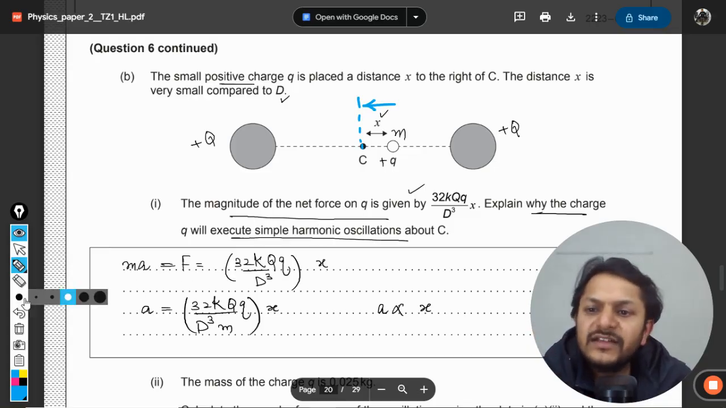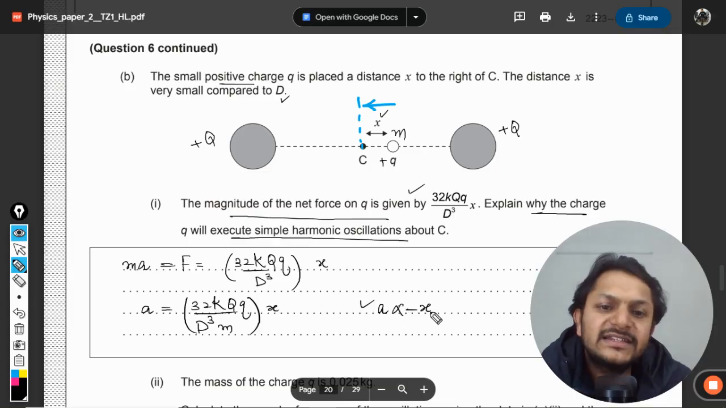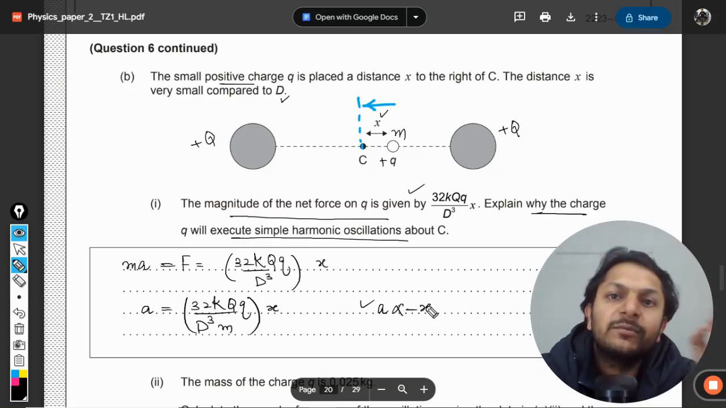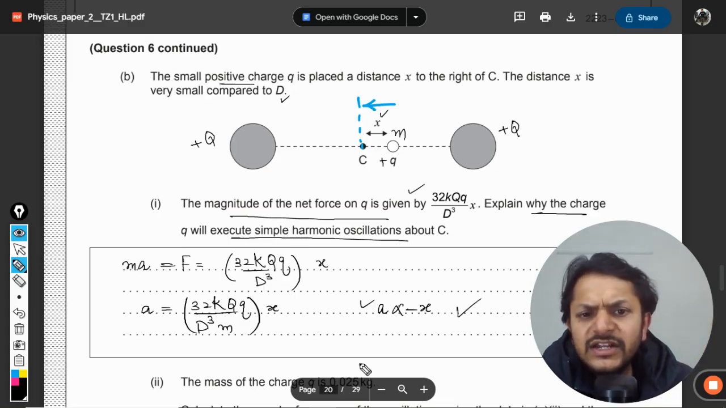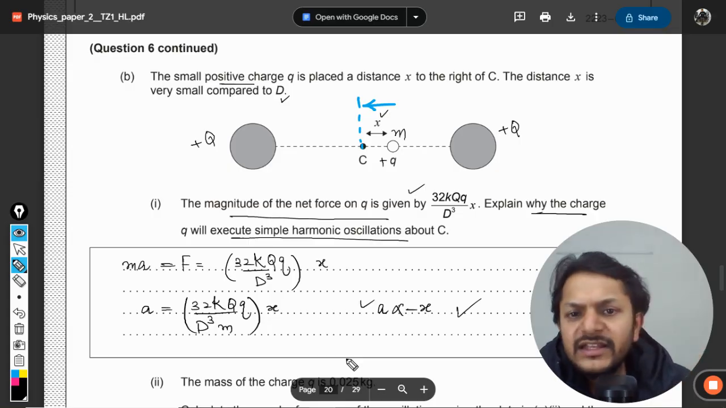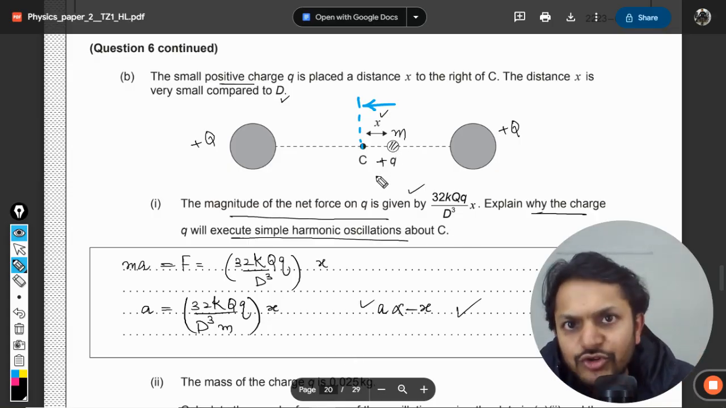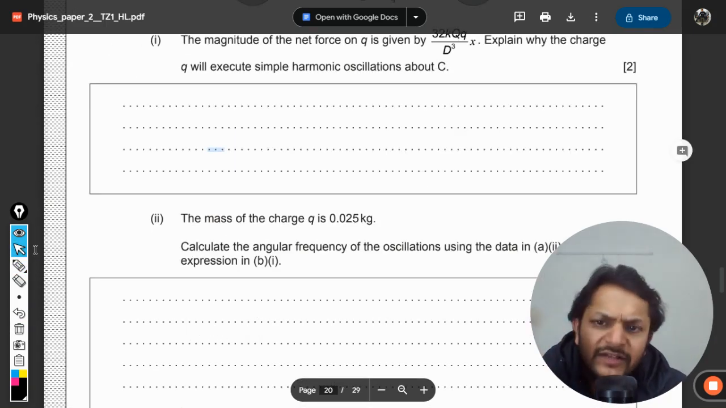So definitely there is a negative sign also involved here. So we can say that this is the necessary and sufficient condition to prove that the motion will be a simple harmonic motion. So that's it. This condition is fulfilled, and we can clearly say that yes, this charge will be executing simple harmonic motion. Okay, let us now move to the next thing, and I will show you the answer later.